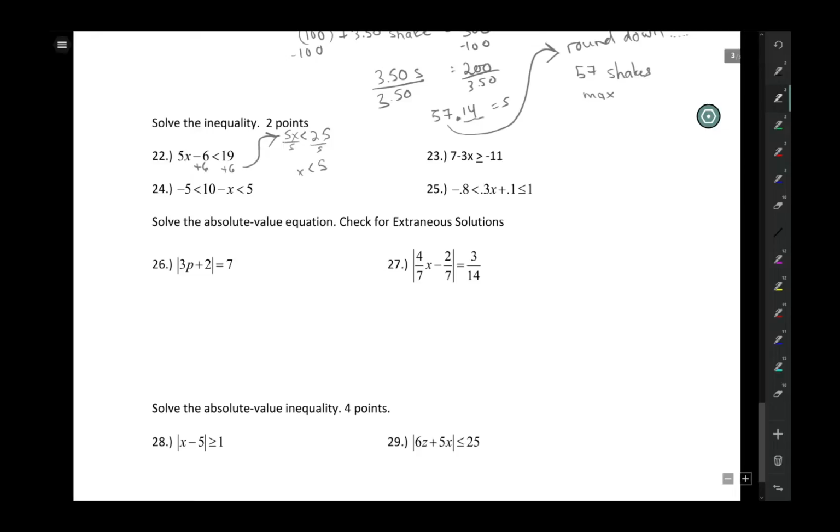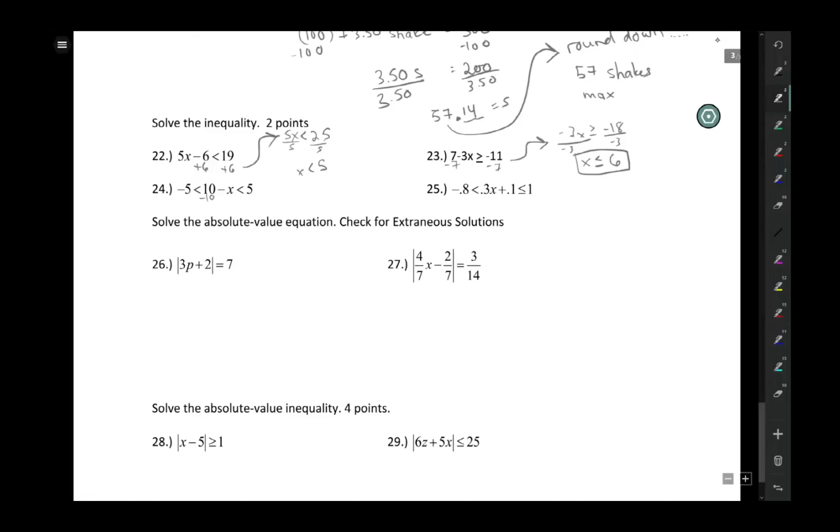Easy. 23 across here. Minus 7, minus 7, negative 3x, greater than or equal to negative 18. What do you do when you divide by a negative? You change the sign. X is less than or equal to 6. That's where most students will make mistakes. If you need to change the sign.